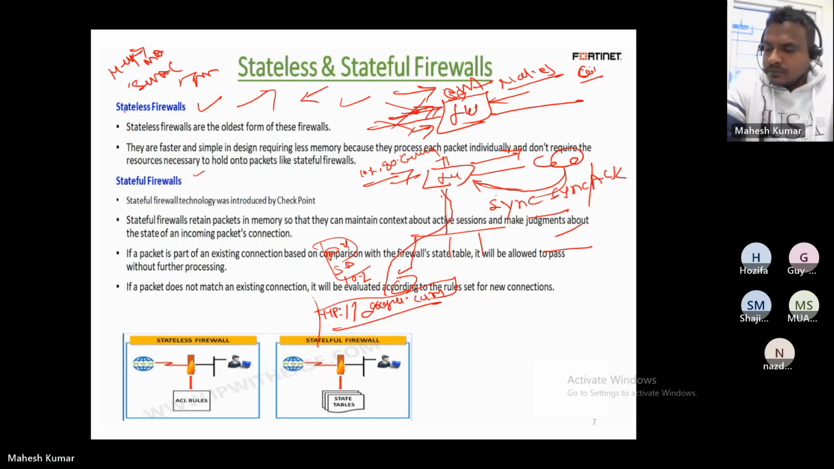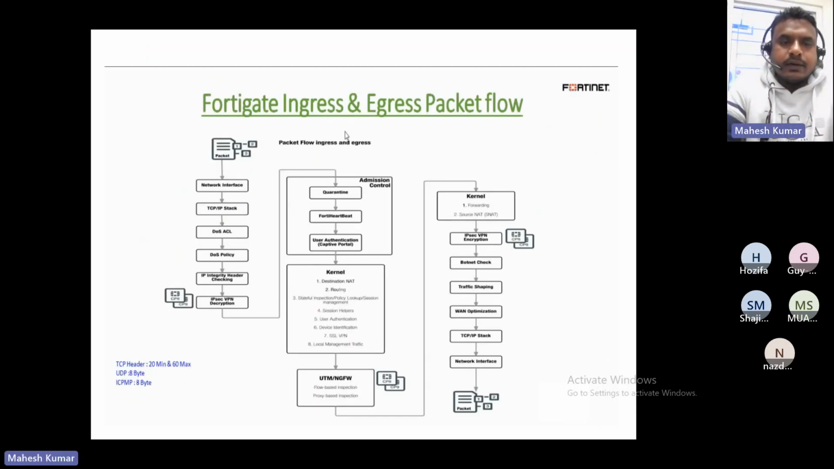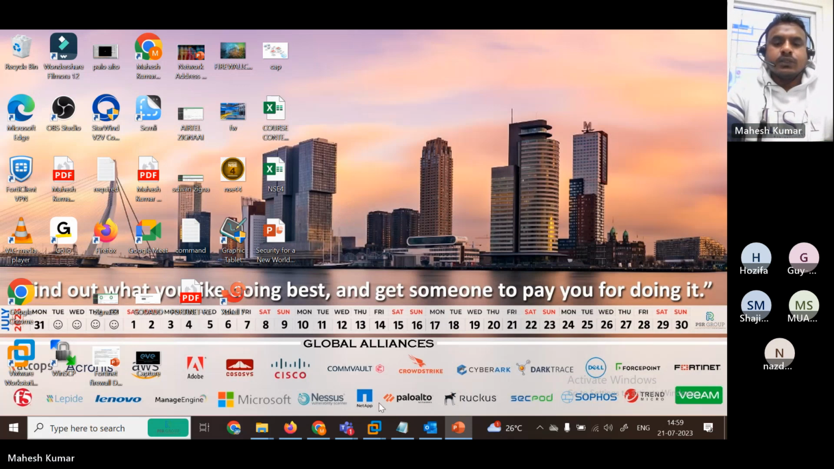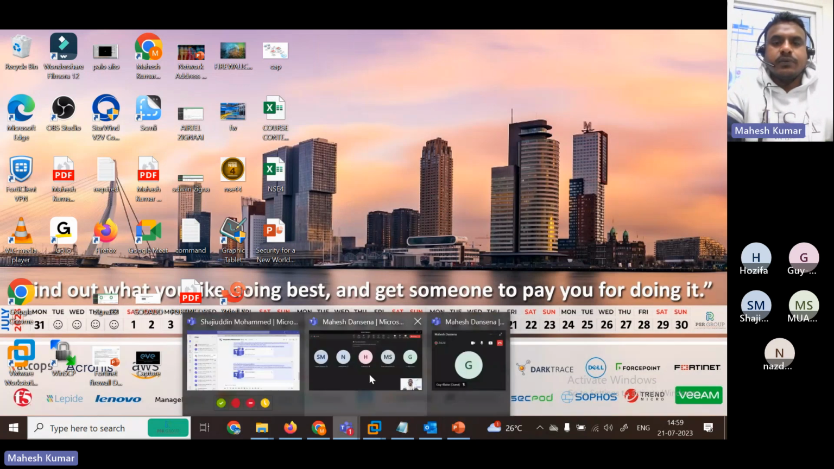Okay. After that, we will discuss FortiGate. At the end of the session, we will discuss how the packet is coming into the FortiGate, and after that what kind of policies it is checking. What is admission control? What is the kernel? What is UTM? So IPsec VPN and TCP DoS attack, everything it will check whenever the packet is entering the firewall and whenever the packet is exiting the firewall. That we will discuss in an upcoming session. So these are the terminology about the FortiGate firewall.